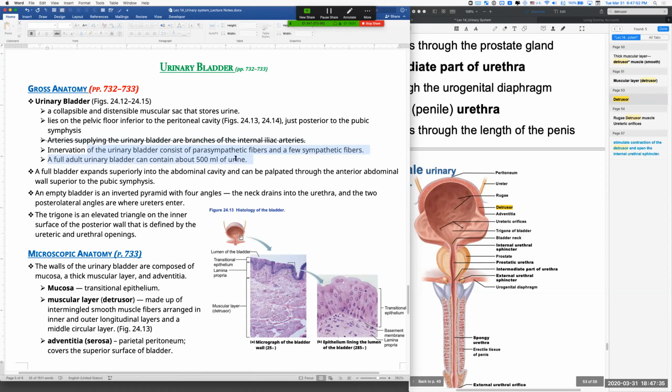Most of the nerve fibers supplying your detrusor muscle are parasympathetic fibers, and that allows for contraction of your bladder. So when your bladder is filled up, it starts contracting. That causes that sense of urgency. A full adult urinary bladder can hold approximately 500 milliliters of urine.